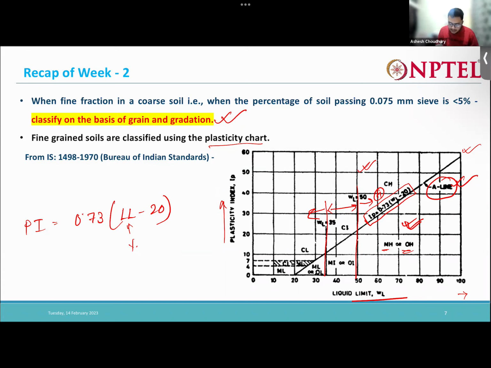Also, if our soil falls in this hatched portion, which you can see, then we use a dual classification as CL-ML. So this is the dual classification if our soil falls in this hatched portion. We will be needing this plasticity chart at every step of classification of a soil.